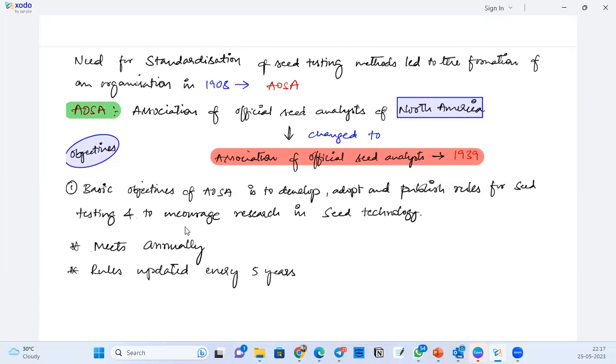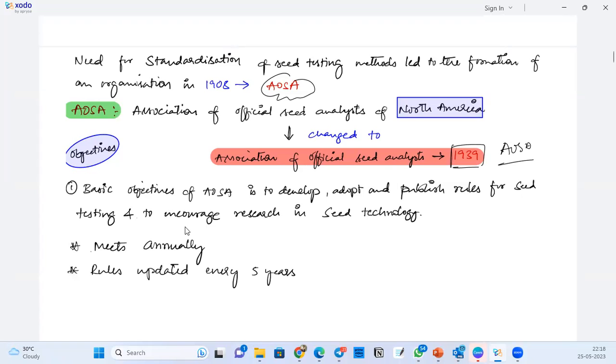Because of this need for standardization, an organization was formed in 1908, which was called AOSA. AOSA is nothing but the Association of Official Seed Analysts. It was first called Official Seed Analysts of North America, and later in 1939 it was changed to just AOSA, the Association of Official Seed Analysts.